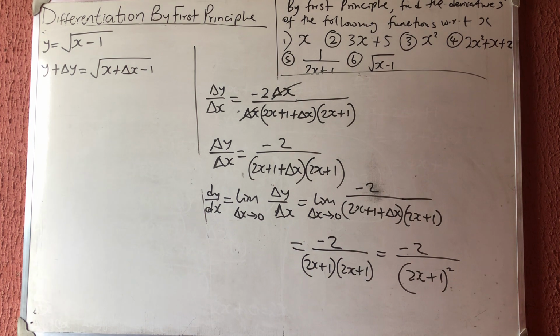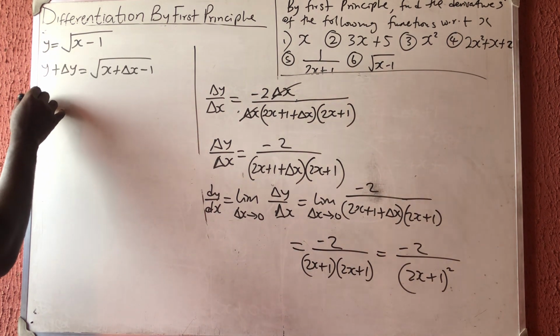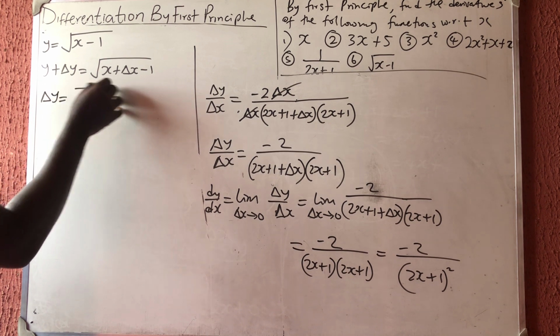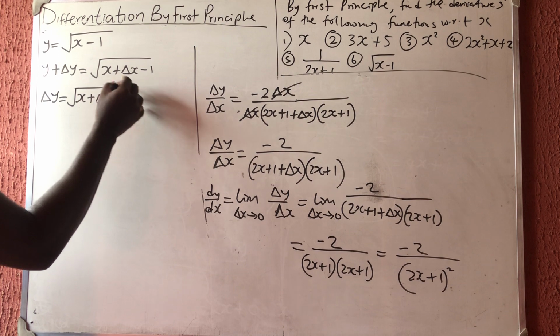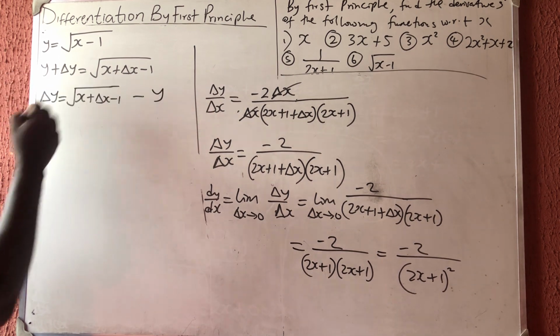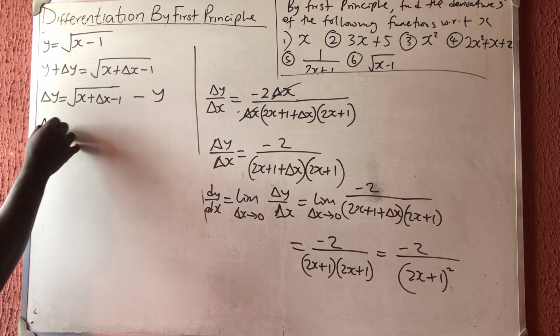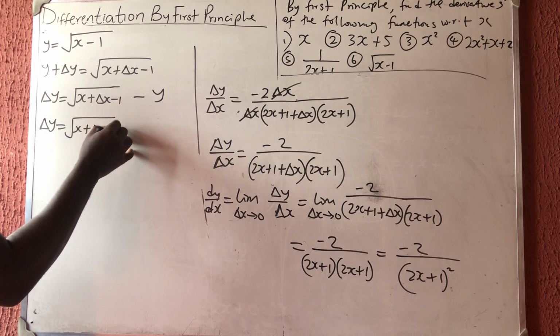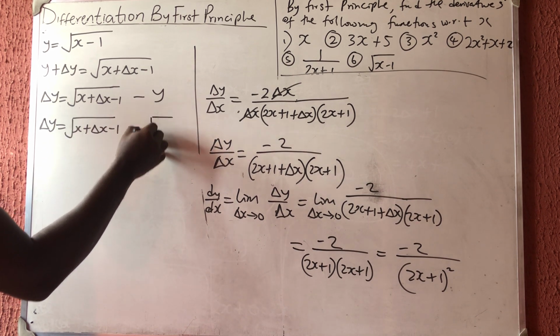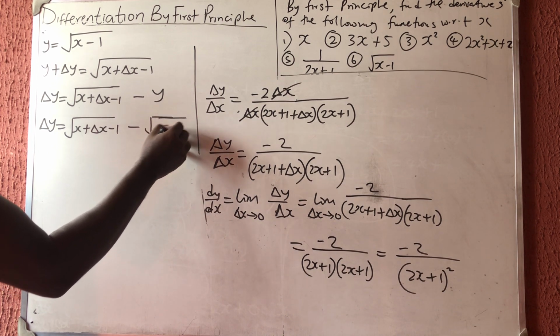All right? So the next thing we do is let this man go to this side. I'm going to have that change in y is equal to the square root of x plus change in x minus 1, minus y, which is what? Change in y will now be what? The square root of x plus change in x minus 1 minus the square root of x minus 1.